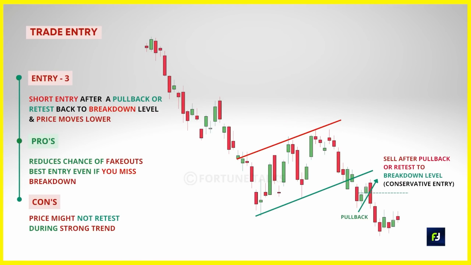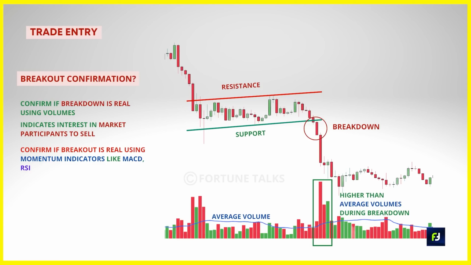So you can either wait for a pullback or retest back to the breakdown trend line and then take a short entry when the prices start to move lower. Now the issue with this entry technique is that during a strong downtrending market, the price won't pull back often enough and you will miss out on most of the opportunities. So it is up to you to decide your entry strategy and continue practicing it over a large number of trades. Also make sure to validate if the breakout is real by using volumes and momentum indicators like MACD, RSI, etc.